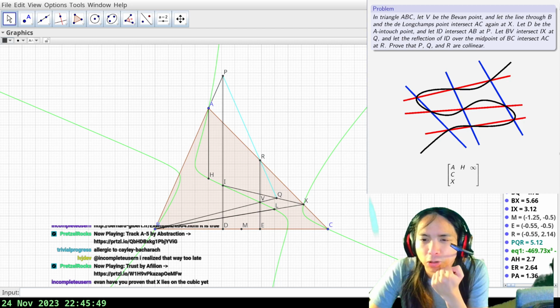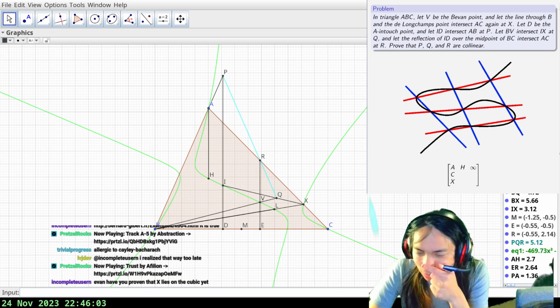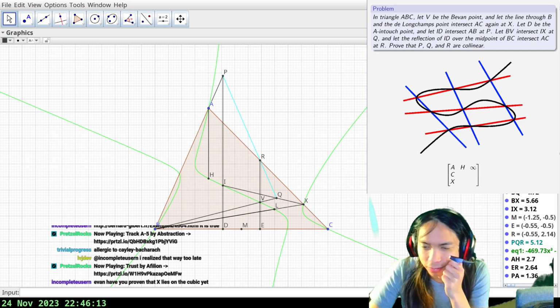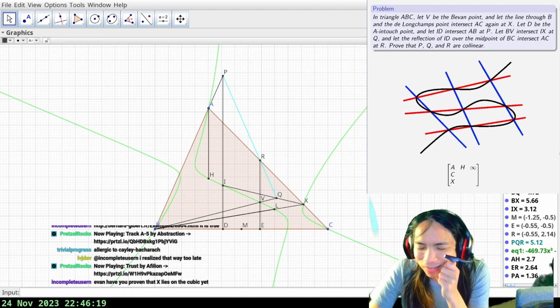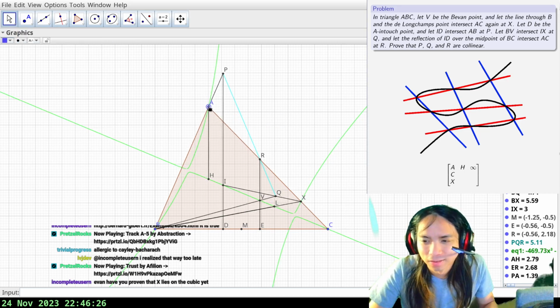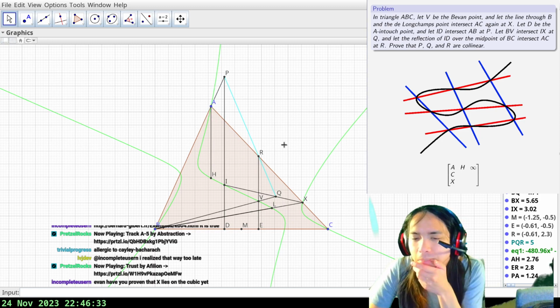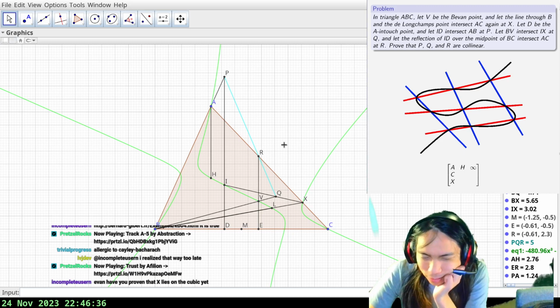Maybe H infinity might not be right, actually. But I need H. Okay, let's try. This is like... okay, what? Have you proven that X lies on the cubic yet? Probably not. What is? Is there more than one? There might be more. Okay.